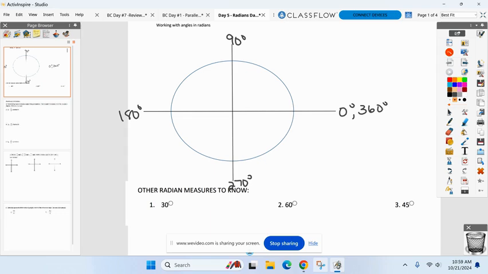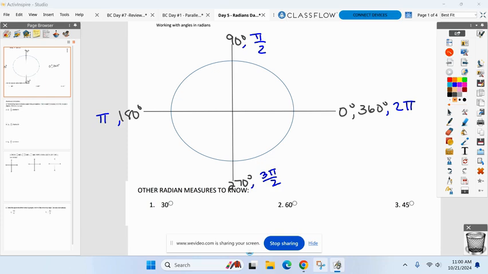Let's start up here. 90. Pi over 2. 180. Pi. How about 270? 3 pi over 2. And then 360? 2 pi. Okay, so those are the ones. Now again, am I ever saying, hey, you forget this? You can always go to your calculator, remember. I'm not saying memorize it, but it quickens things up.